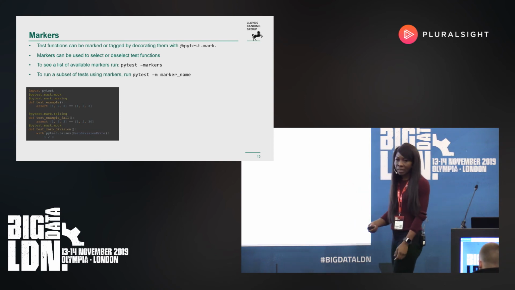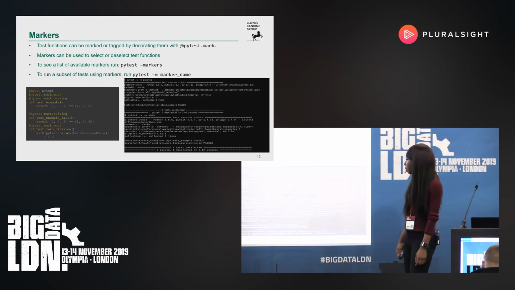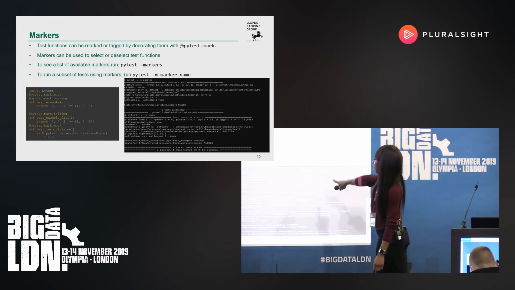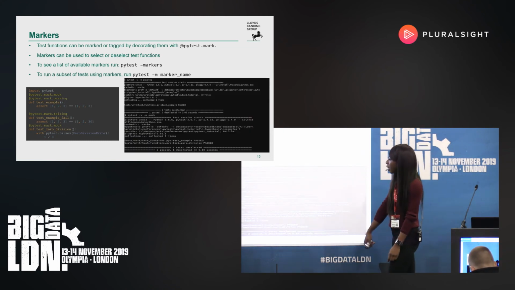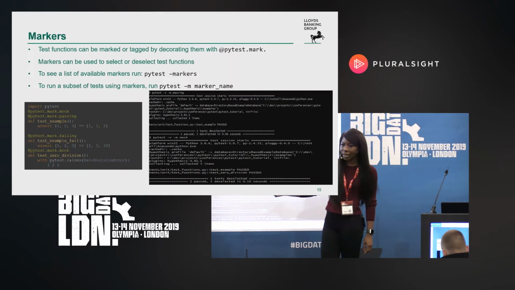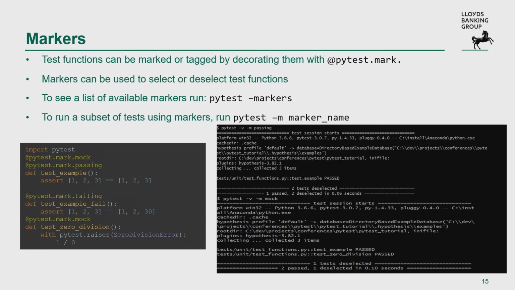So I've just decorated them with different marker names, and I go into my command line. The first one, I've specified running Pytest for the marker name passing. And what's cool about this is Pytest comes back to me telling me that it's found 3 tests, but it's deselected 2 because they haven't got the associated marker name, and it's run just the one that's got the marker name passing to it, and that ran successfully. So I'm all good to go.